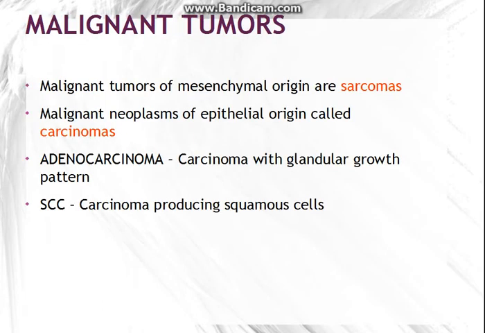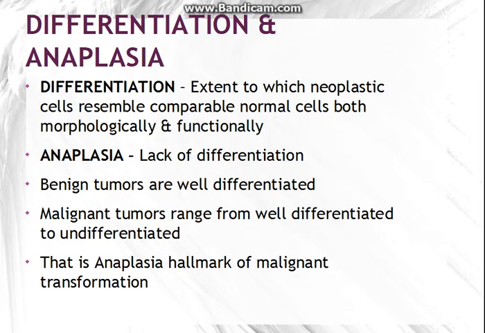Now going to the malignant tumors. If they are of mesenchymal origin, that is, you have muscle origin, bony origin, these are named as sarcomas, like chondrosarcoma, osteosarcoma. And if the malignant neoplasms derive from the epithelium, they are named as carcinomas. Now if the epithelium is glandular, these are named as adenocarcinomas, and if the epithelium is squamous, it is known as squamous cell carcinoma.